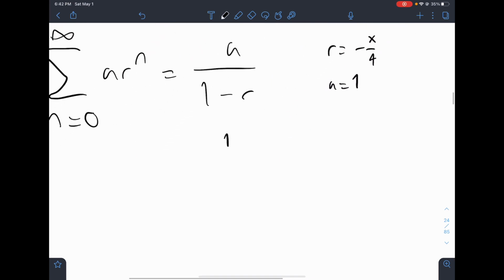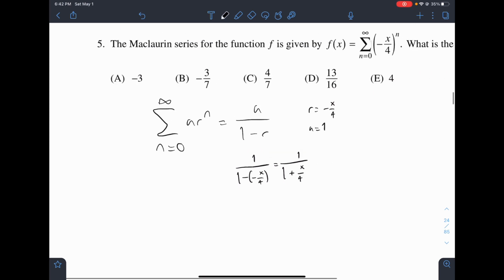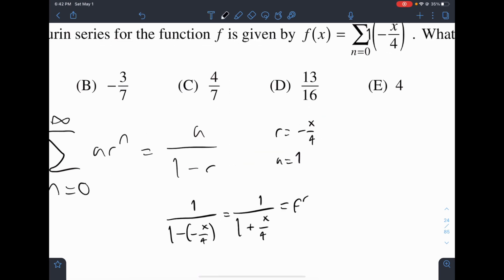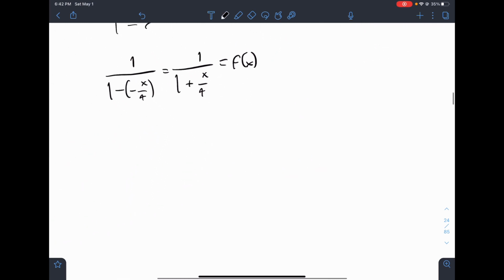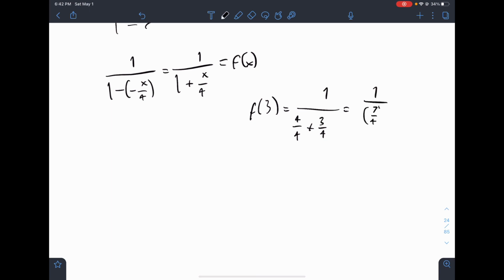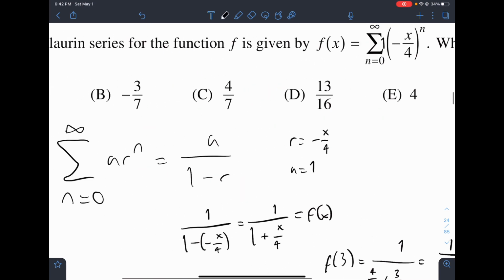So 1 over 1 minus negative x over 4 equals 1 over 1 plus x over 4. That's the same thing as f of x. That's what our series sums to. So now we want to find f of 3. So f of 3 equals 1 over 1 plus 3/4. And so we can rewrite 1 as 4/4. That's the same thing. So this equals 1 over 7/4. And so when we divide by a fraction, we just take its reciprocal. So this equals 4/7. And that's our answer. So C.